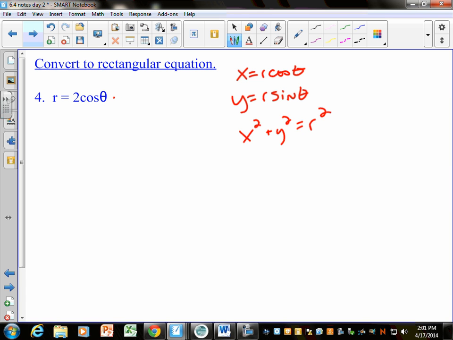It's an equation. Can I just multiply by r as long as I multiply this side by r too? You can do anything to an equation as long as you do it to both sides. And so, look what I have. r squared equals 2r cosine theta. So I have to make it match something that I can substitute. With me on that? So now what can I replace r cosine theta with? Can I replace r squared with something?